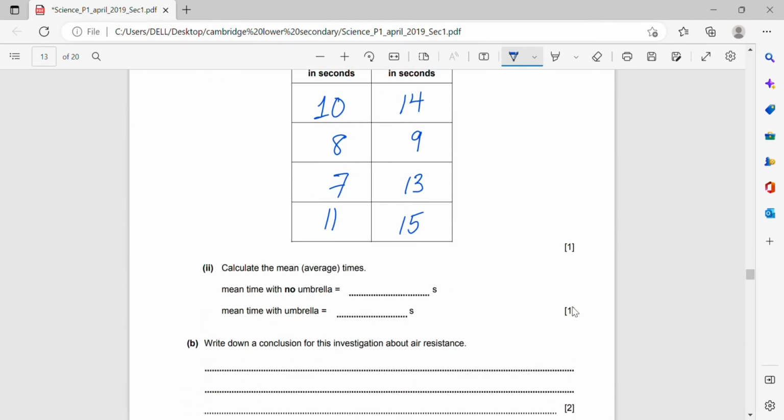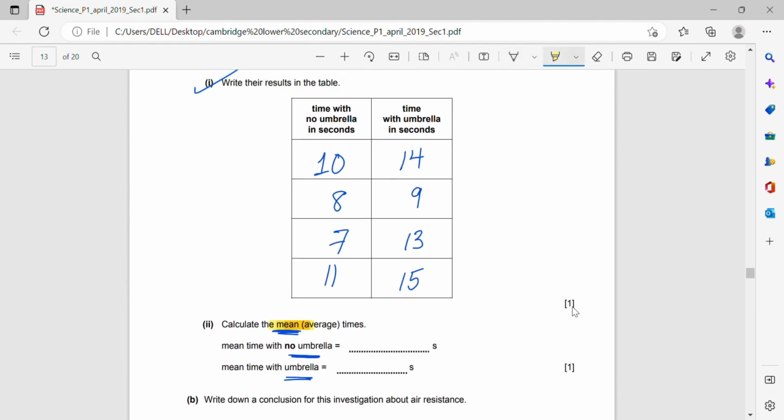Calculate the mean average times. Do we know how to find the mean? Very important. How to calculate the mean: mean time with no umbrella, then mean time with umbrella. First, with no umbrella. How do I get the mean? Let's remember together: 10 plus 8 plus 7 plus 11, divided by what? How many values do I have here? 4. So that is the mean. So my first mean is 9 seconds.